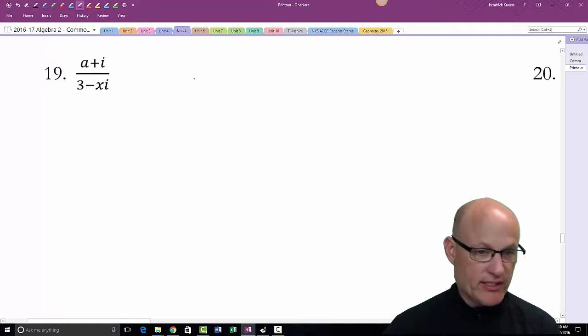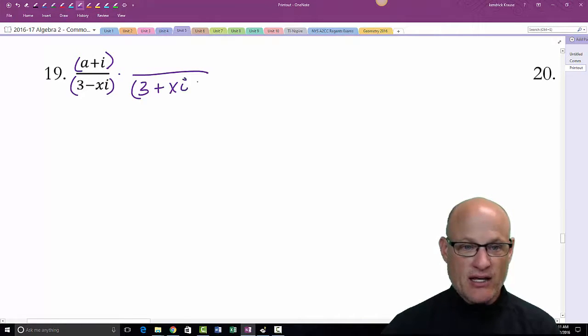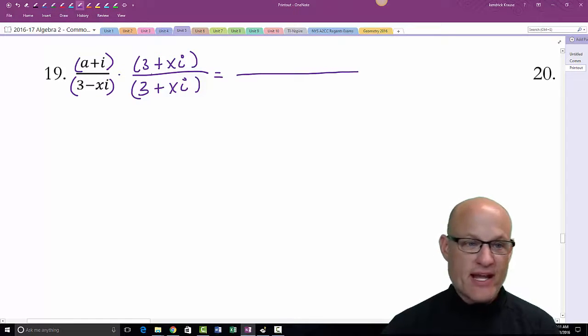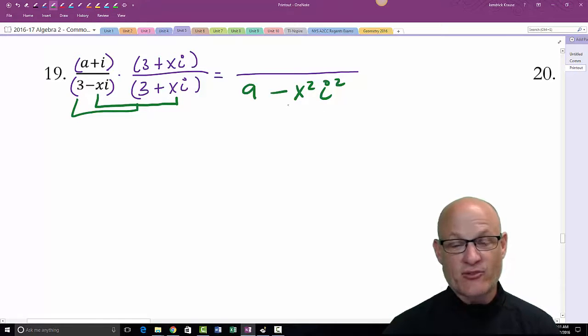Now we're just getting crazy. So we've got to multiply by the conjugate, which is 3 plus xi. And again, when there's numbers there, I just don't want to distribute. But when I've got this, I've got to distribute. Now the denominator is the easy part, actually. 3 times 3 is 9. Negative times positive is negative. It's x squared i squared, right? xi times xi is x squared i squared.